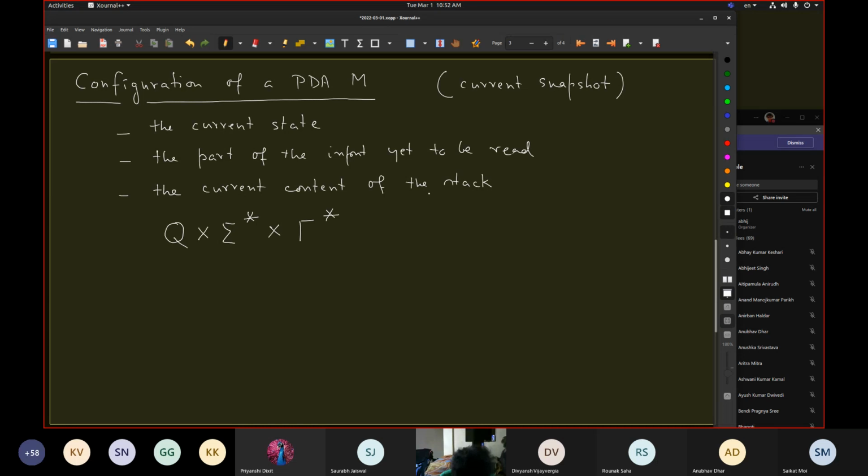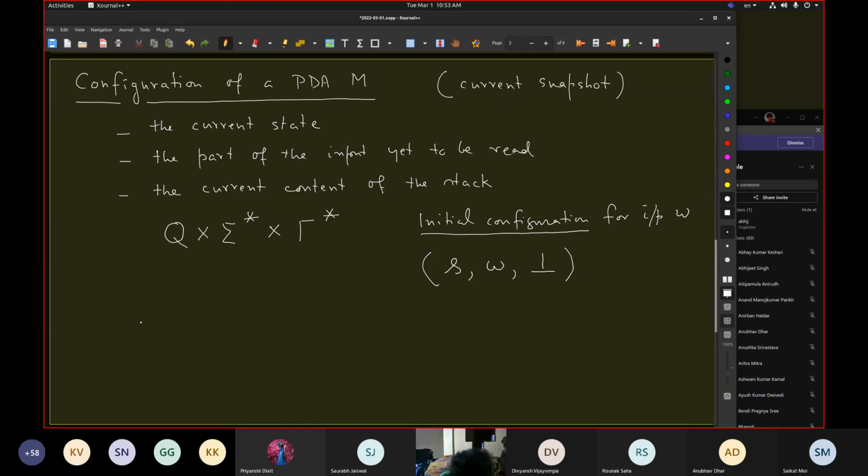So what is the initial configuration? For input W, the machine is in the start state. The entire input W remains to be read, and the stack only contains the bottom marker and nothing else. So this is the initial configuration. Agree?